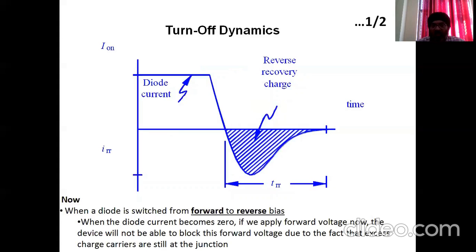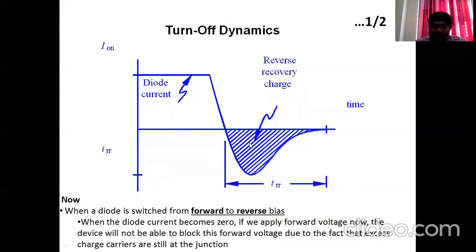Now these capacitances play an important part in the turn-off dynamics of the diode. So we have come to know the status of these depletion layers in the unbiased, forward biased, and reverse biased conditions. The next step is how it behaves in the transition phase when we change from forward bias to reverse bias. During that time interval, what behavior does it follow? What are the dynamics behind that shift from forward to reverse?